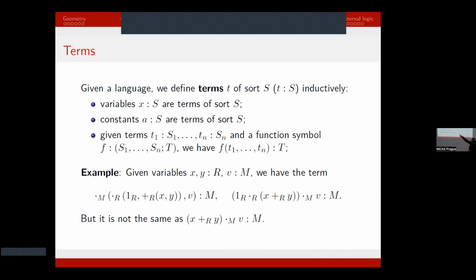And then given terms that we have already built using atomic pieces or other inductive properties, given these terms and a functional symbol such that the sorts of t1, ..., tn agree with the domain sorts, we get a term called f(t1, ..., tn) of type the codomain of f. Okay. So this is what it means.